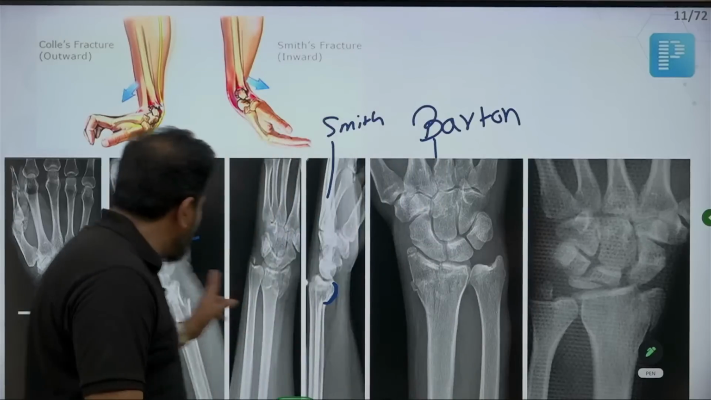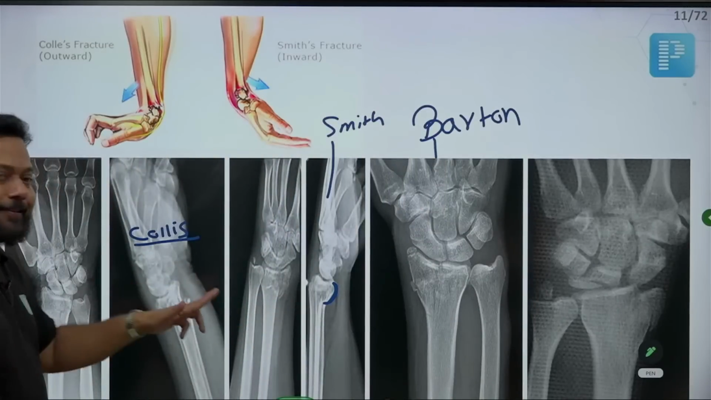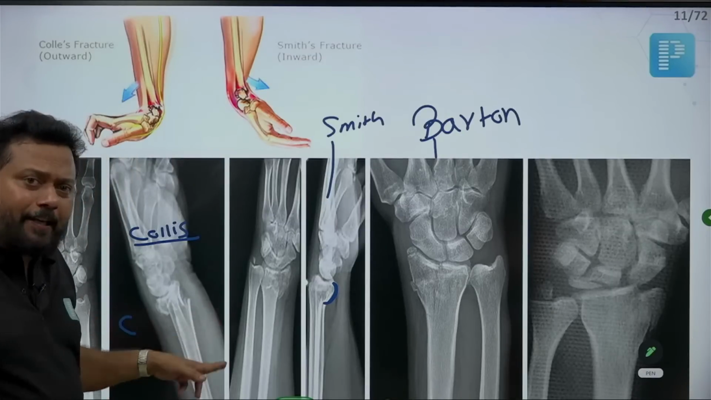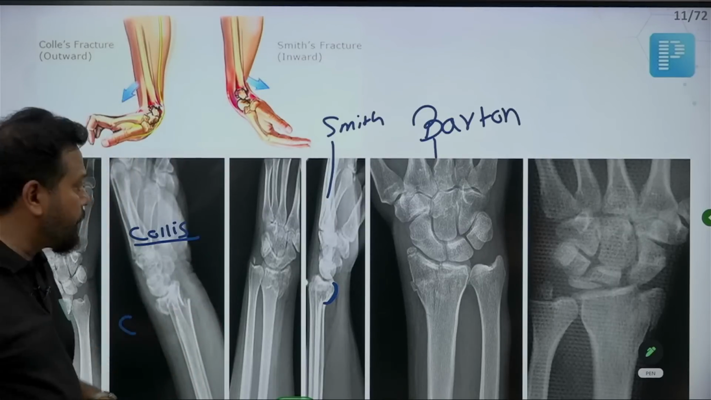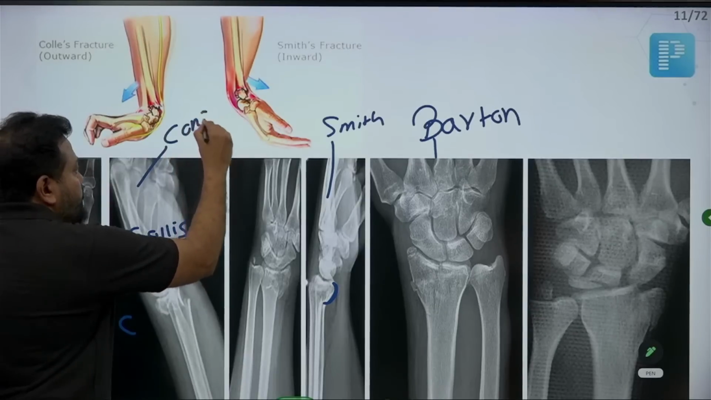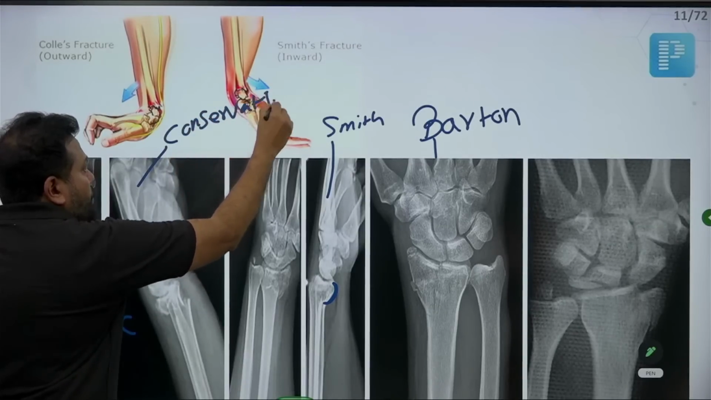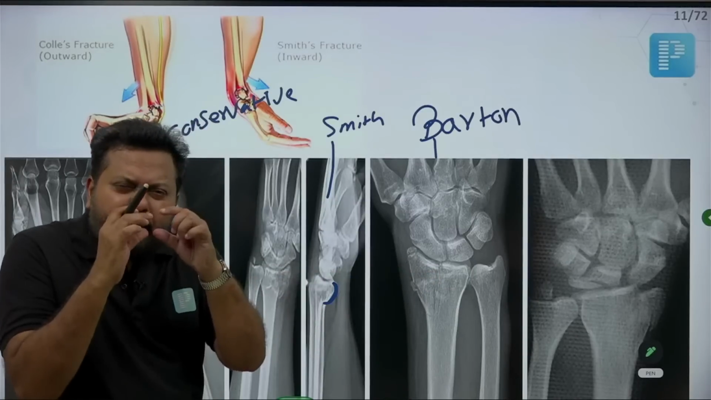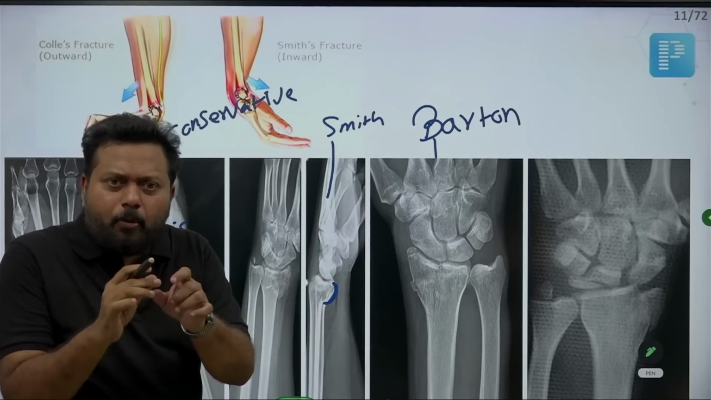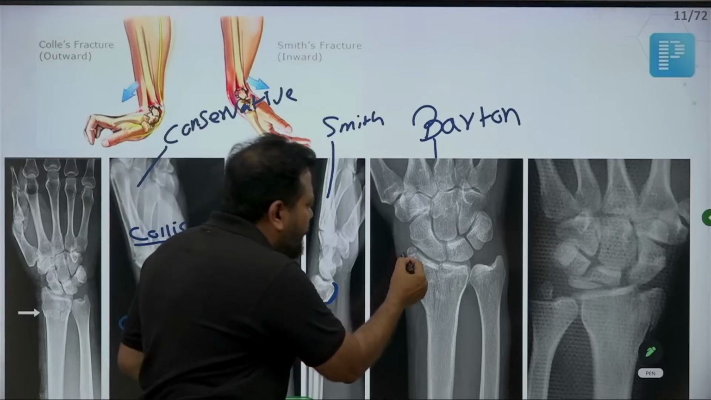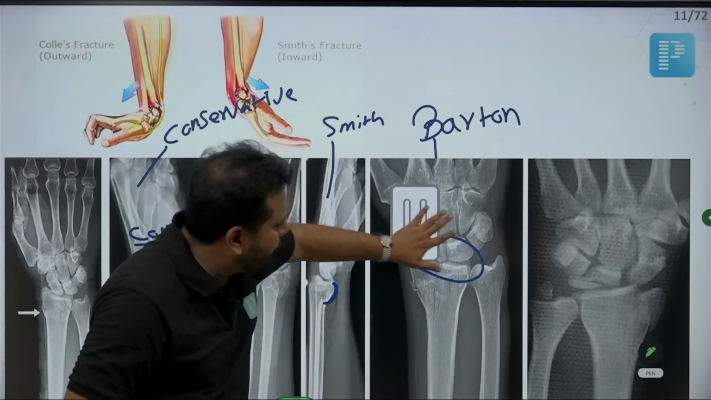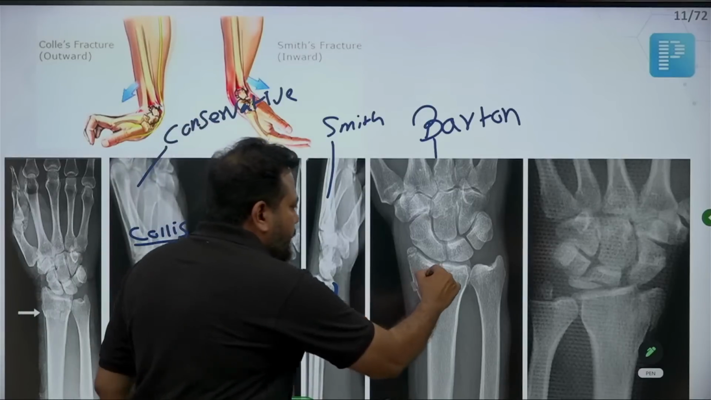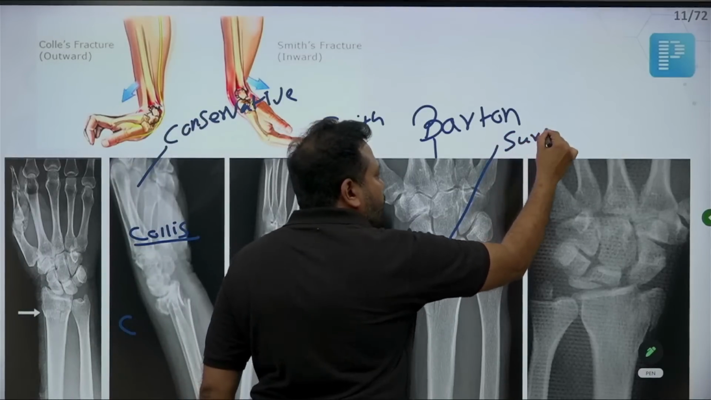Okay, the difference between Colles and Barton, common fractures in our practice, daily we will see cases. Since Colles is extra-articular, the treatment of choice is conservative. Barton is involving the joint, intra-articular, so perfect anatomical reduction is needed. Otherwise, joint congruity is lost and the patient will go for wrist arthritis. So, Barton fracture has to be operated. The treatment of choice for Barton fracture is surgical.